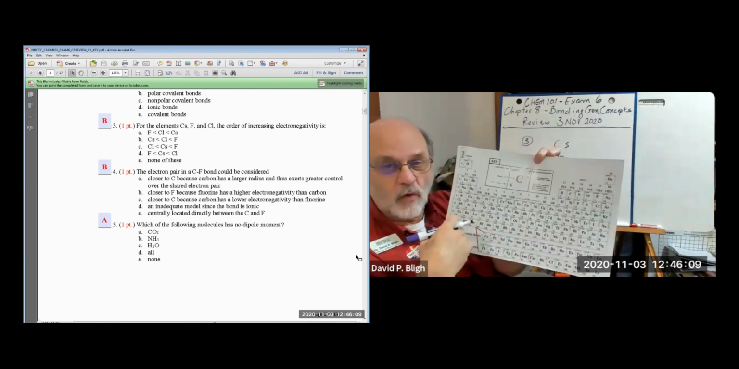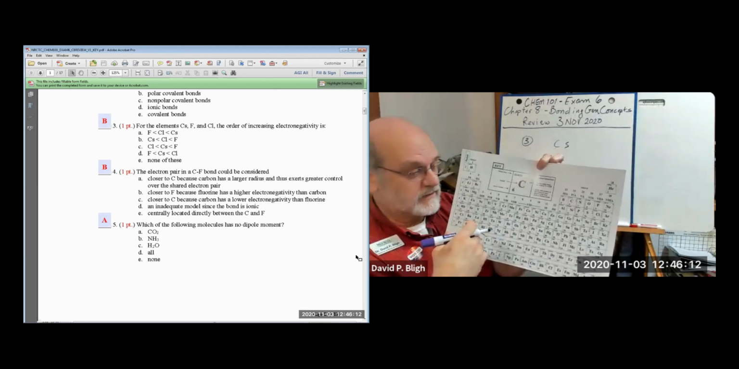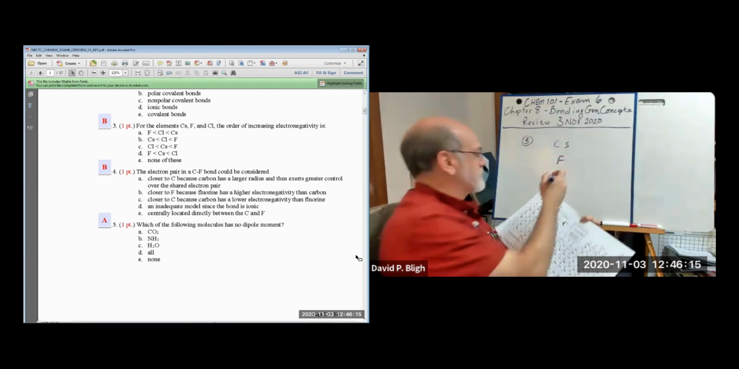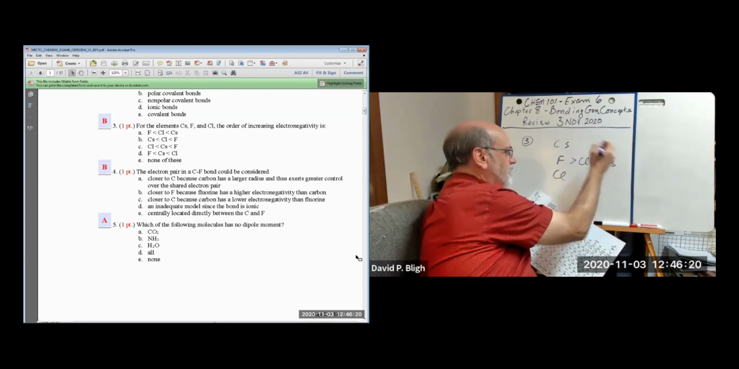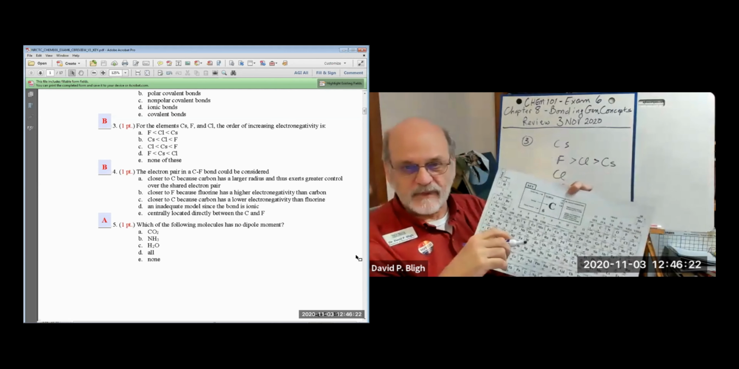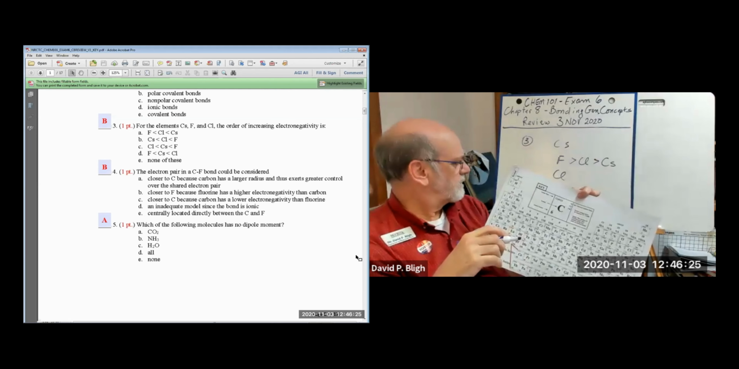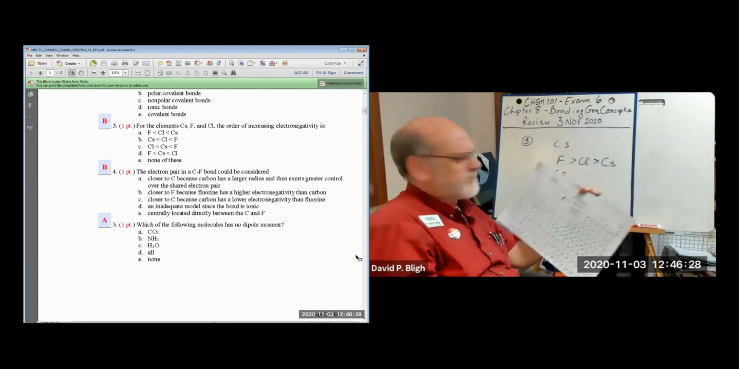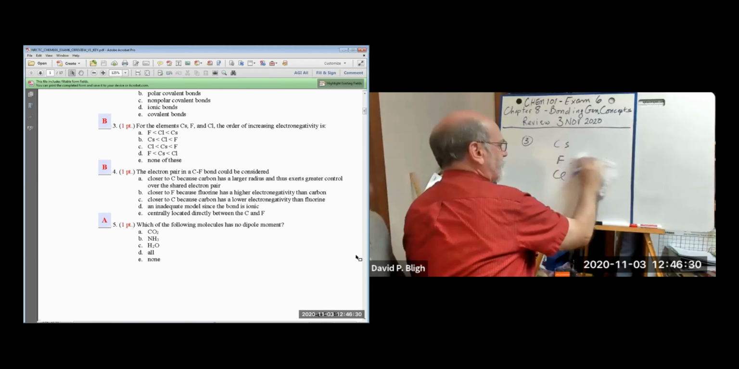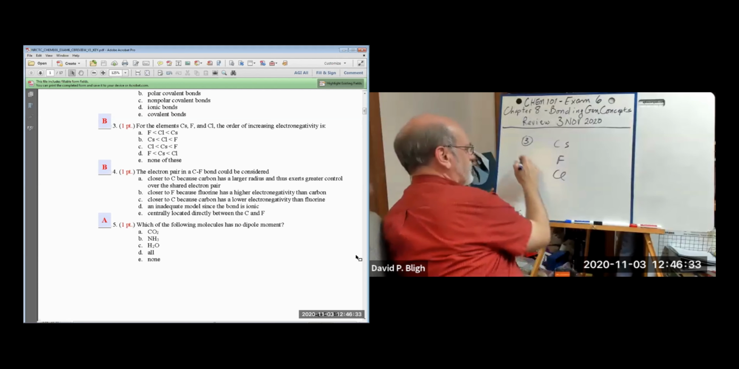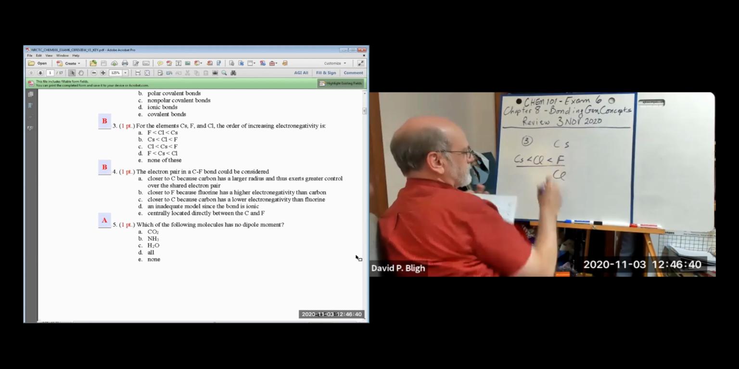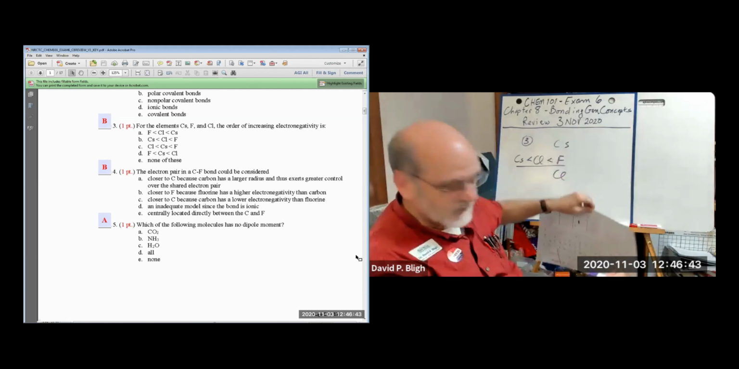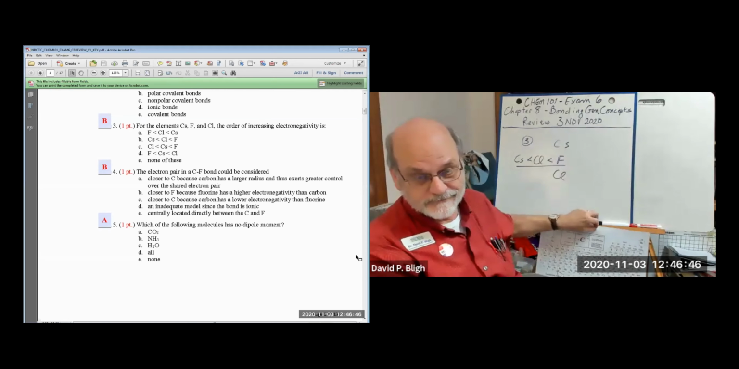So in order of increasing electronegativity, it should be fluorine first, then chlorine, then cesium, which is, increasing, I'm sorry, I was thinking decreasing. So it should be cesium less than chlorine, less than fluorine. There you go. So that makes the answer B.